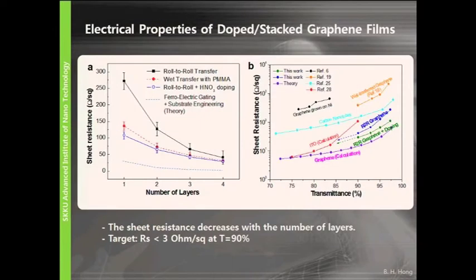And so ideally, we would like to reach this limit. So 10 ohm per square at 90% transmittance is kind of the critical value for the real applications of graphene. But now, graphene is not as good as ITO at the moment. But I guess utilizing these previous approaches, it would be possible to overcome this limit in the near future.